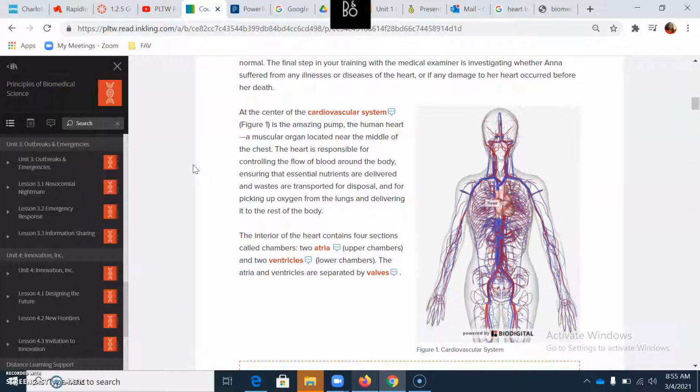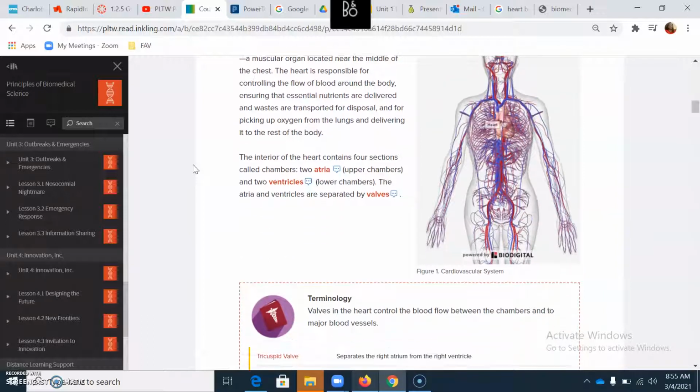At the center of the cardiovascular system is the amazing pump, the human heart, a muscular organ located near the middle of the chest. The heart is responsible for controlling the flow of blood around the body, ensuring that essential nutrients are delivered and wastes are transported for disposal, and for picking up oxygen from the lungs and delivering it to the rest of the body. The interior of the heart contains four sections called chambers: two atria, which are upper chambers, and two ventricles, which are the lower chambers.